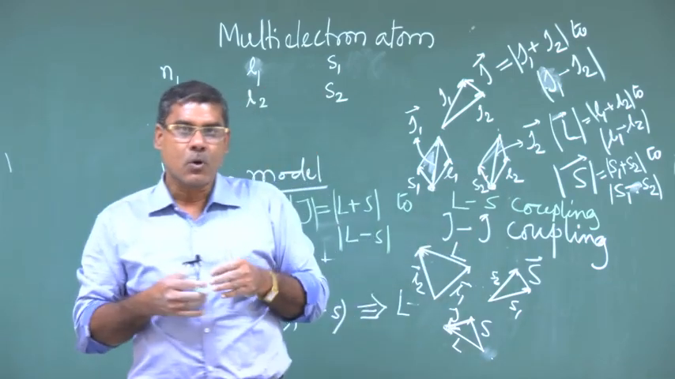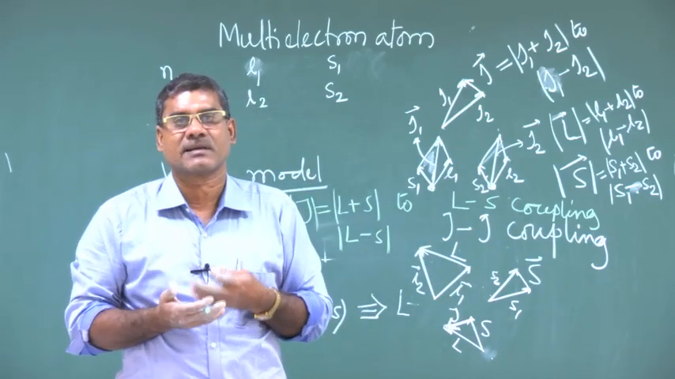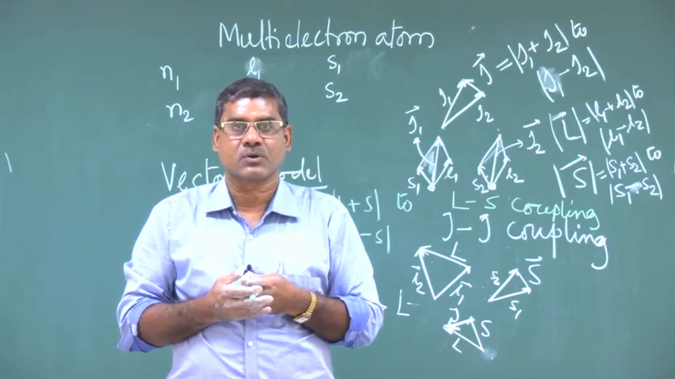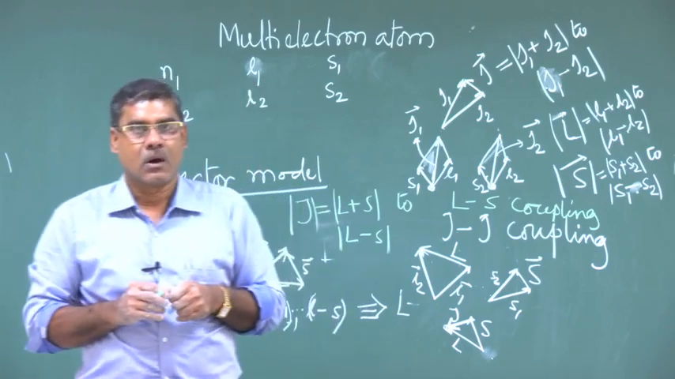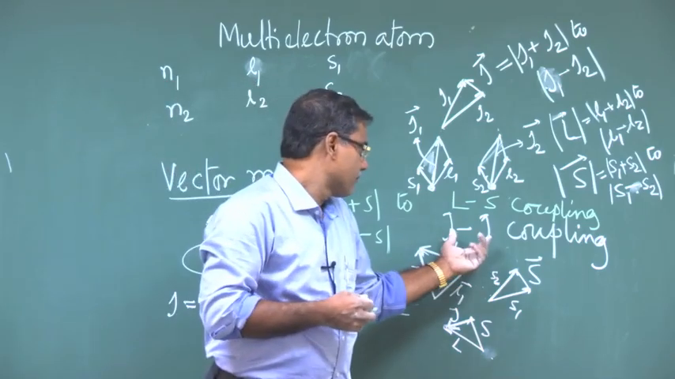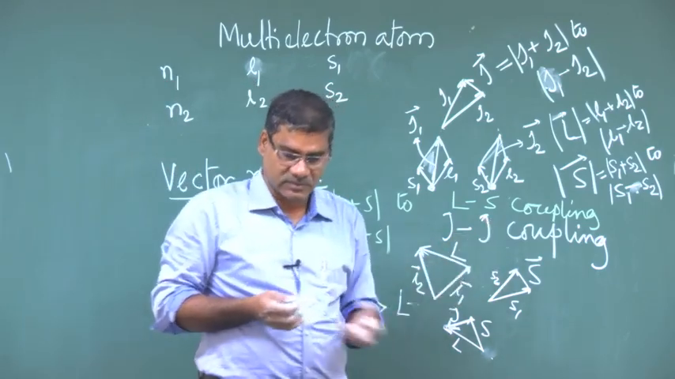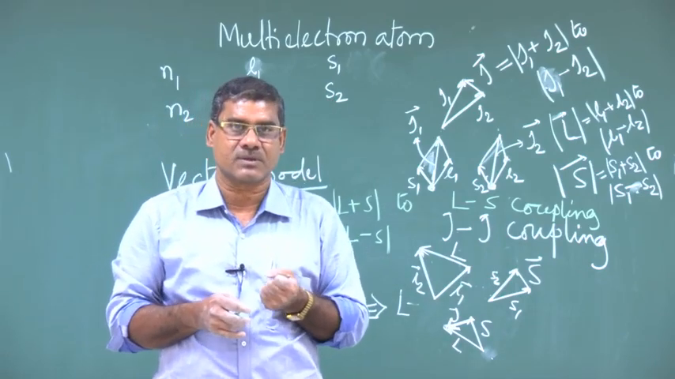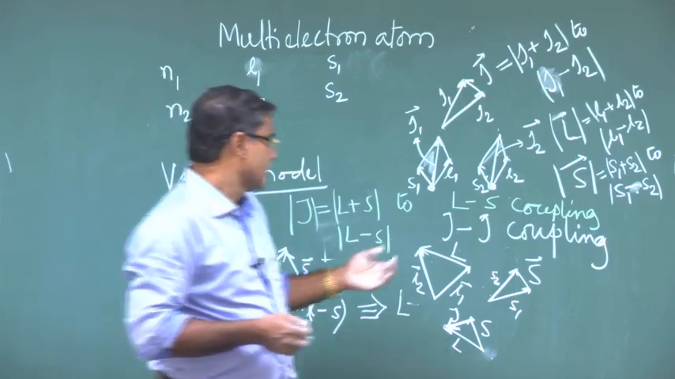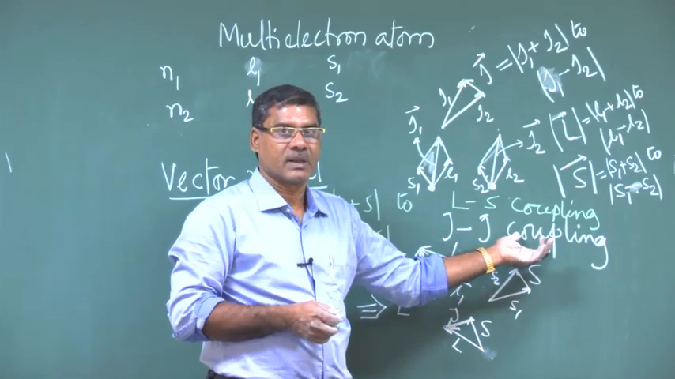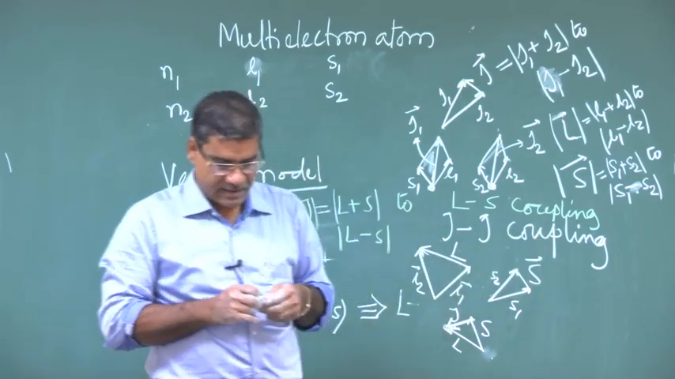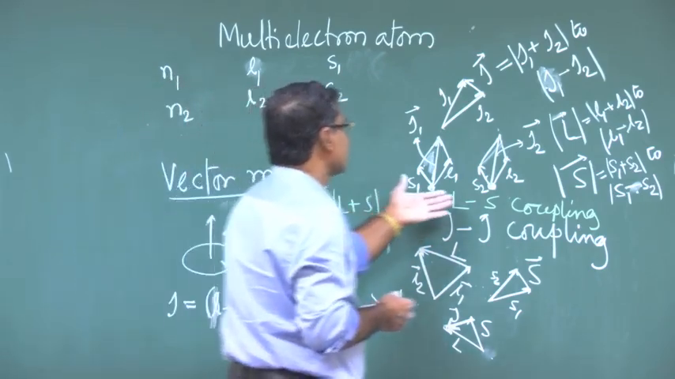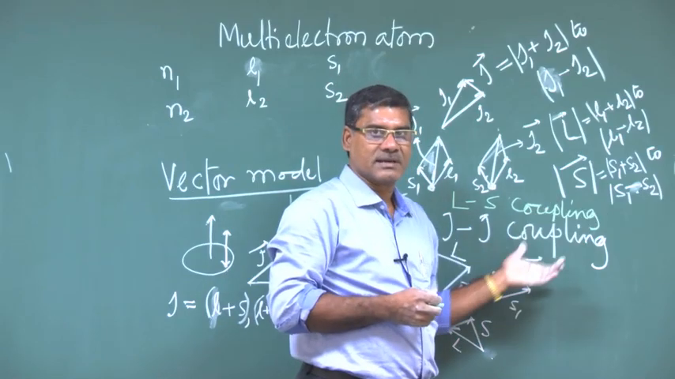Most multi-electron atoms show LS coupling. Only a few heavier atoms, where the Z value is very high, show JJ coupling. That is why we will mainly concentrate on LS coupling, not JJ coupling.